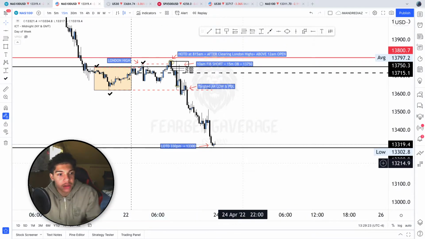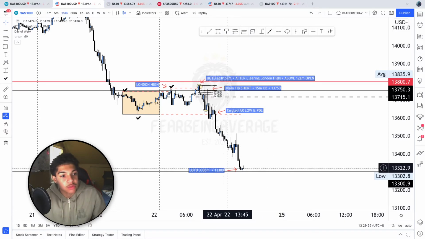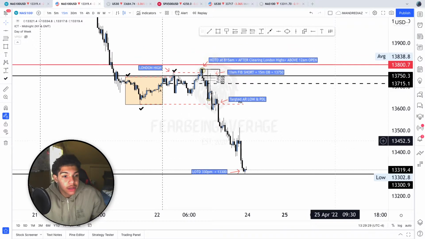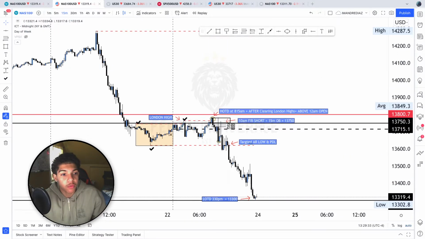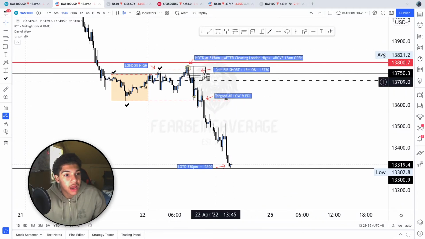So there's not really any other confirmations for why this was the low of the day besides the fact that it tapped into that 13,300 level and just stopped moving after that. So honestly, there's not really much else to go over with this. This was a pretty decent setup. The ideal trade would have been shorting around this 13,750 to 13,800 area. That would have been the best ideal trade idea.